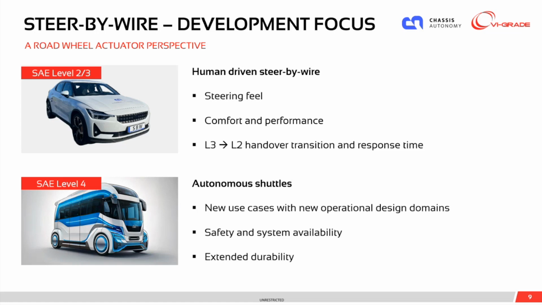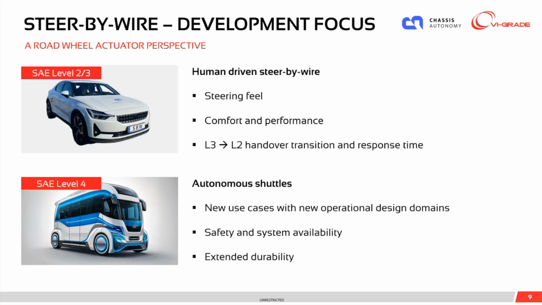When we move to autonomous shuttles, it's a very different use case. So we've got the road wheel actuator. We no longer have the human driver in the loop. So we don't have to design for steering feel, but we have different requirements. So we're often working with new platform developers, new vehicles, new use cases, new operational design domains. So we're looking into potentially a new area of operating vehicles. We often lack 100% of the requirements.